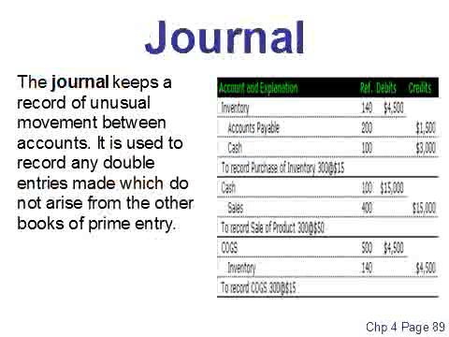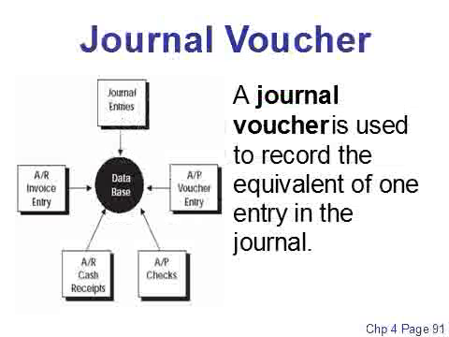The journal. The journal keeps a record of unusual movements between accounts. It is used to record any double entries made which do not arise from the other books of prime entry. Journal voucher. A journal voucher is used to record the equivalent of one entry in the journal.